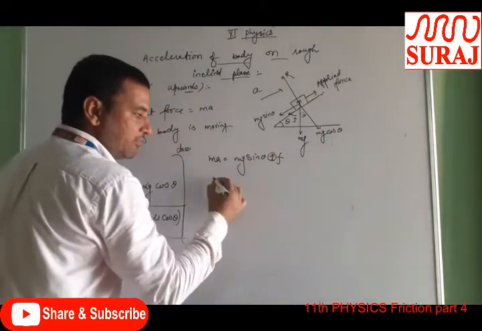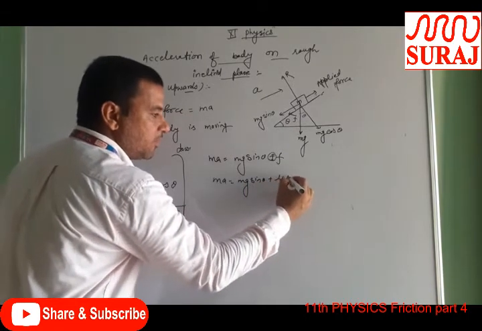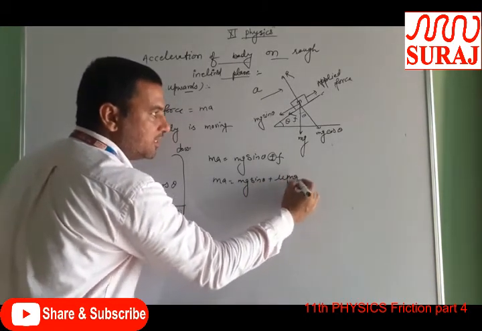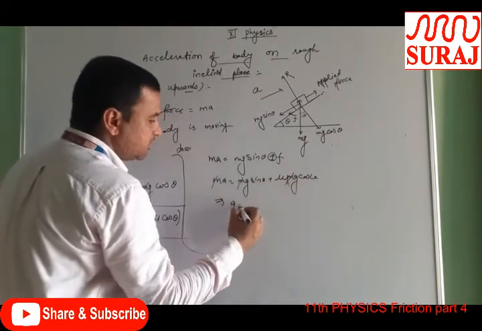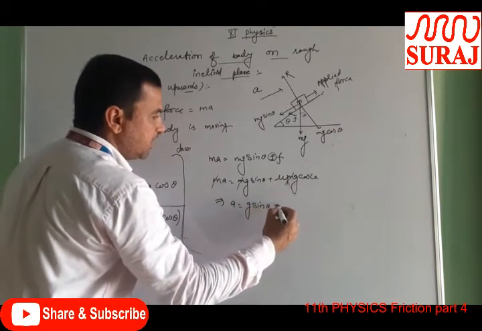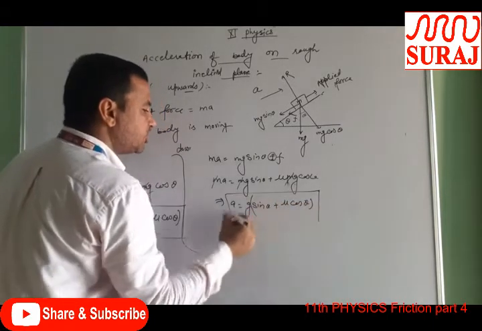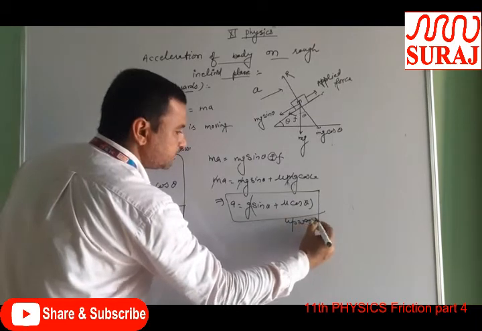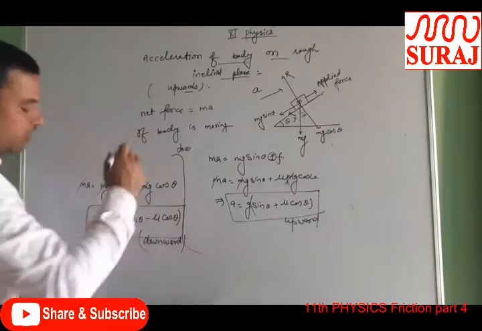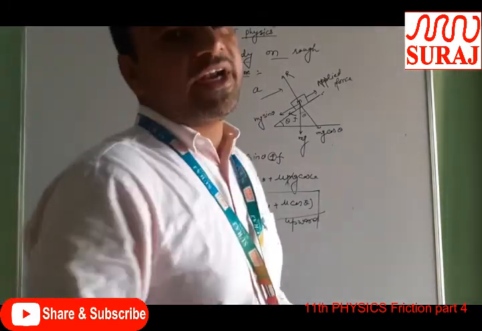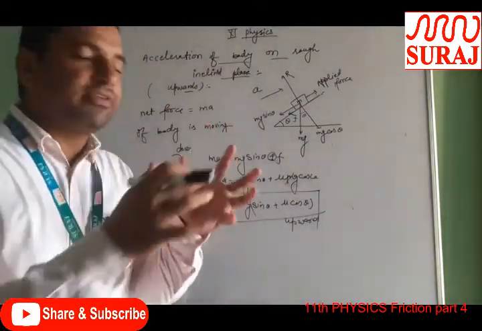Then again putting the value of f, we get ma is equal to mg sin theta plus f, which is equal to mu R. Again R is equal to mg cos theta from the diagram. The m cancels out on both sides. Then we get a is equal to g, taken as common, sin theta plus mu cos theta. This is the acceleration upward, and that was the downward. If a body is moving upward and if a body is moving downward, then this is the expression for acceleration of the body on the rough inclined plane.